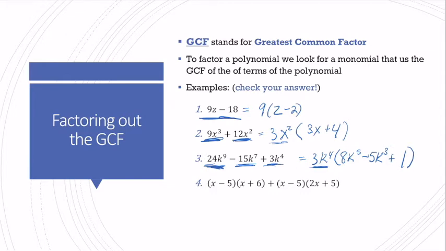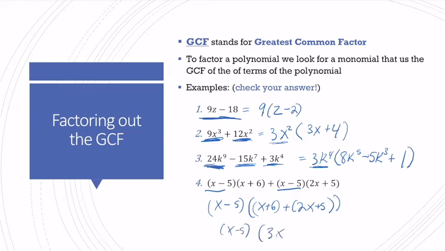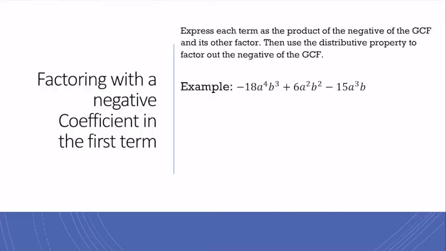Here it appears to be already factored somewhat. So I see that the greatest common factor both these have in common is an x minus 5. So I'm kind of undistributing, right? I've got x minus 5 times x plus 6, plus 2x plus 5 times x minus 5. And then I can go ahead and simplify what's right in here. So I've got x minus 5 times 3x plus 11.